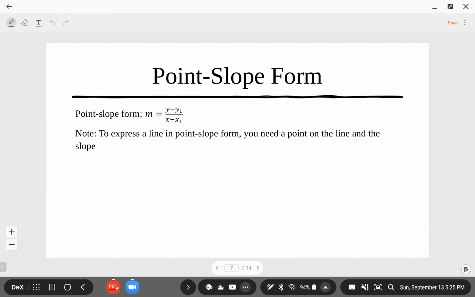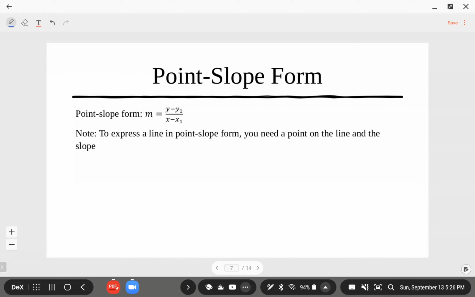For slope-intercept form, you need the y-intercept and the slope. The slope usually is very easy to get, but for the y-intercept, you may need a bit more time to figure it out. So using point slope form, you just need one point and the slope. It is a little bit faster than slope-intercept form, but you should learn both of them, plus the standard form, which I'm going to talk about later.